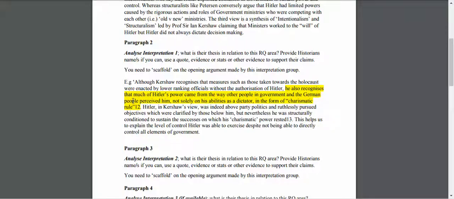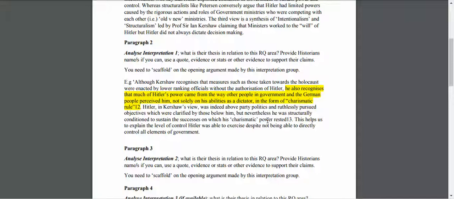Okay, so in other words, you can see there that there's a specific reference to the Kershaw perspective. It goes on to say Hitler, in Kershaw's view, was indeed above party politics, and he ruthlessly pursued objectives which were clarified by those below him. He nevertheless was structurally conditioned to support successes on which his charisma, the power surrounding his charisma, rested. This helps us to explain the level of Hitler's control he was able to exercise, despite the fact that he was very often unable to directly control all elements of government.